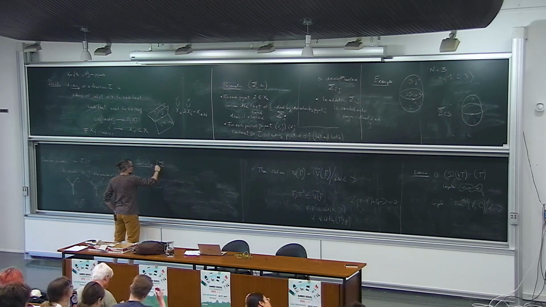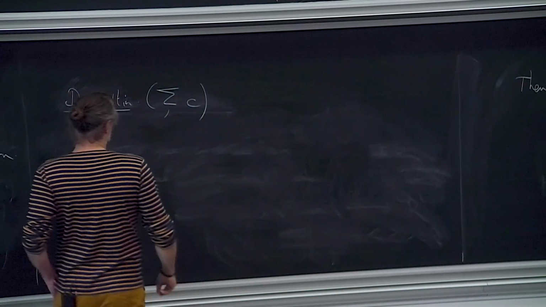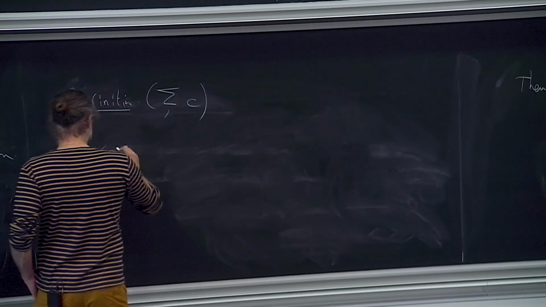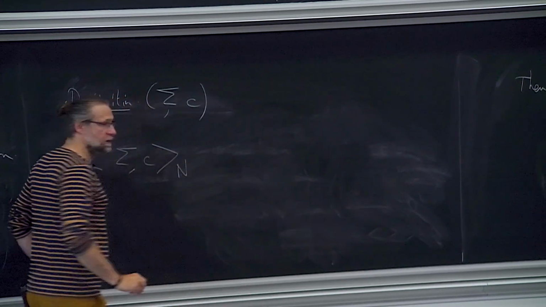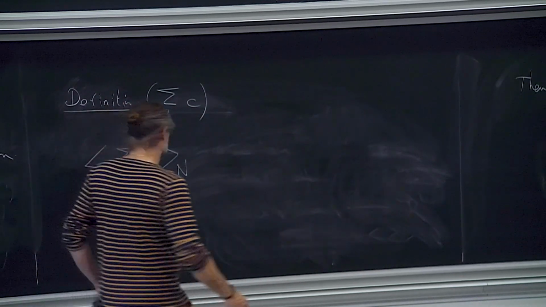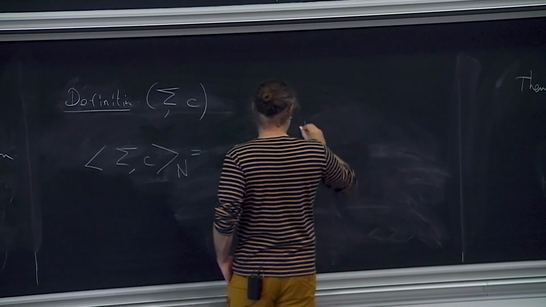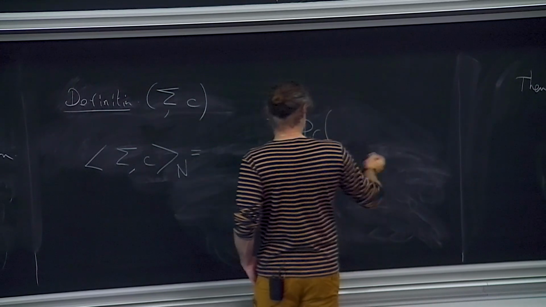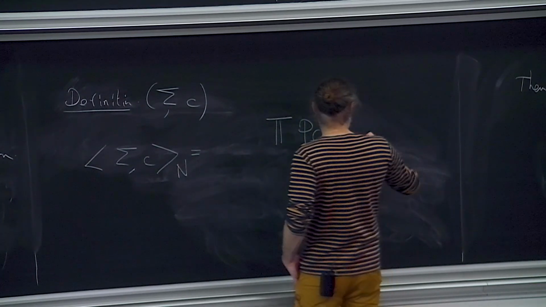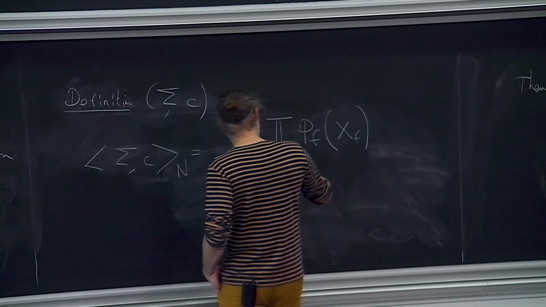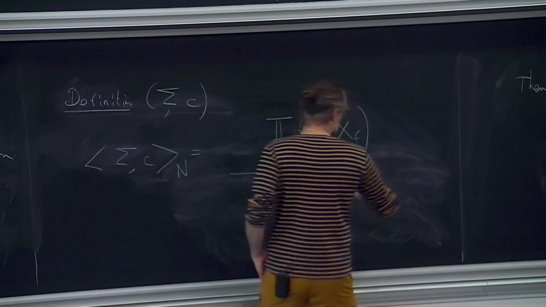So sigma is a colored form. Then I will define sigma c depending on n. So n is the number of pigments I'm allowed to use as a product of the facets x, what was it? XF, over facets. I will tell you in a minute what this is.